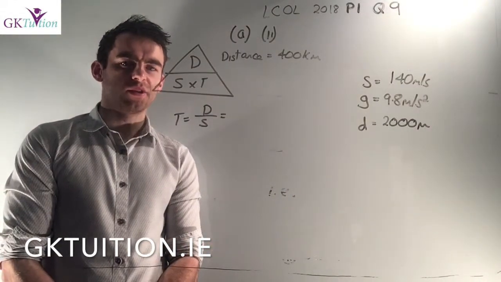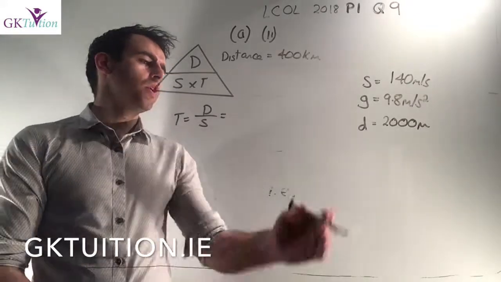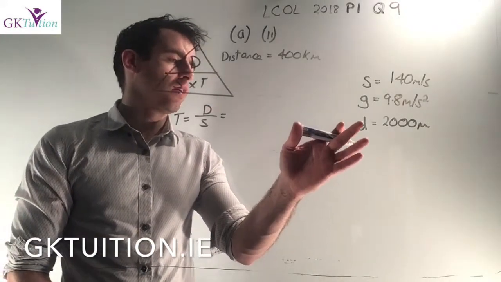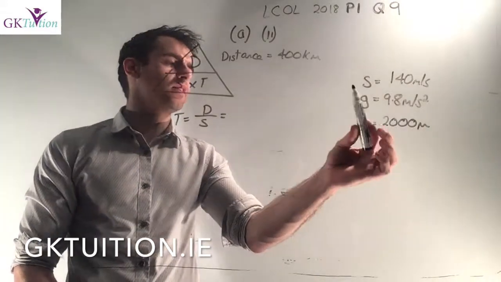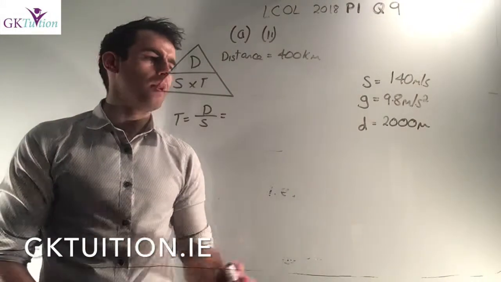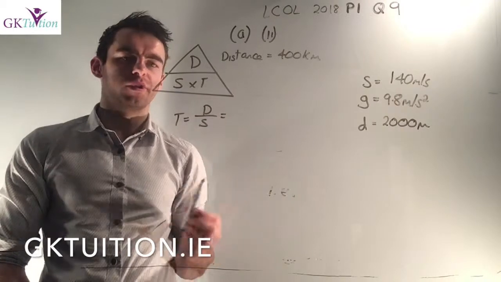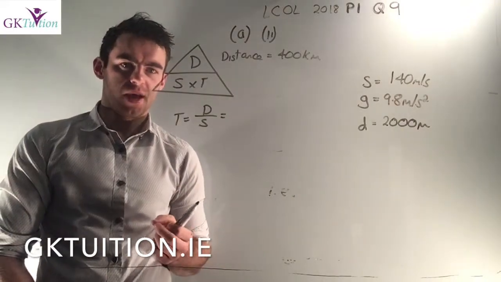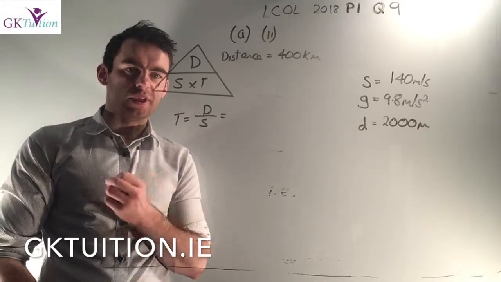Okay, A part 2 is a direct continuation from A part 1. In A part 1, I worked out that if the depth is 2,000 meters and G is 9.8, the corresponding speed is 140 meters per second. I'm now given the same scenario. I'm told that this happens 400 kilometers away from land. And I'm asked to work out how long it is going to take for this tsunami to reach the land.